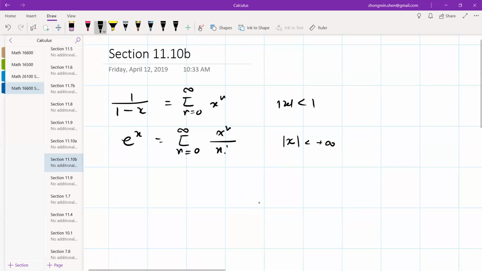Okay, so for example, when you differentiate the one on top, you get 1 over (1 minus x) squared, right? And that is going to be the power series that starts from n times x to the n minus 1. And you can rewrite it again, use k plus 1, x to the power k, for example. Okay.